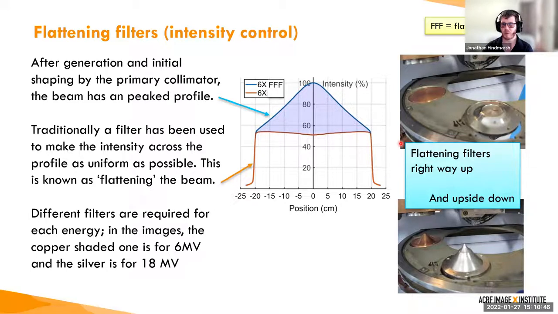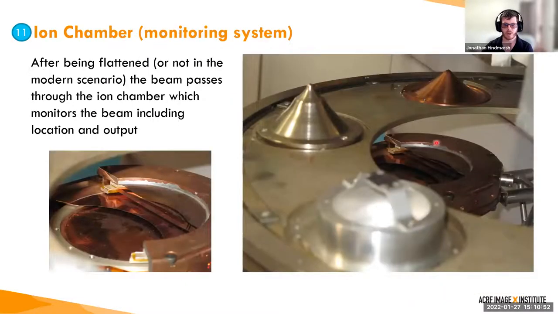Once you've gone through the flattening filter, or not, in the case of flattening filter free beams, we go through the ion chamber, which is here. The ion chamber is actually two separate ion chambers sandwiched one on top of the other. They are used to monitor both the output of the beam, but also the position of the beam laterally and longitudinally. That feeds back into the positional system of the beam, as well as controlling the stopping of the radiation.